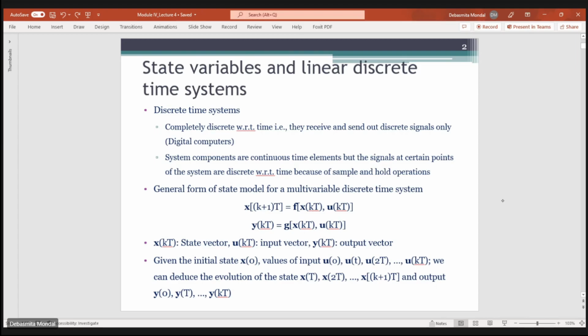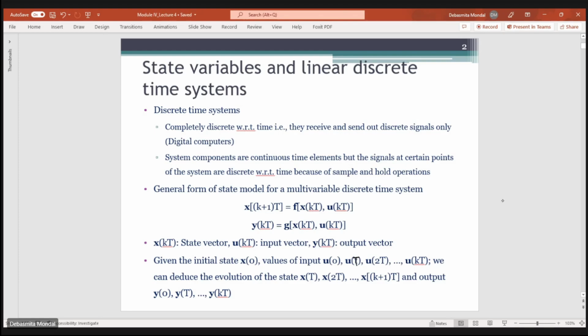So if you know the value of x0, the value of the state vector at time t equals 0, and the inputs, like u at time 0, T, 2T, so this will be capital T, T, 2T till kT. If these things are known, then we can deduce how the state of the system and how the output of the system will be provided. Okay, so this is by definition of the state space.